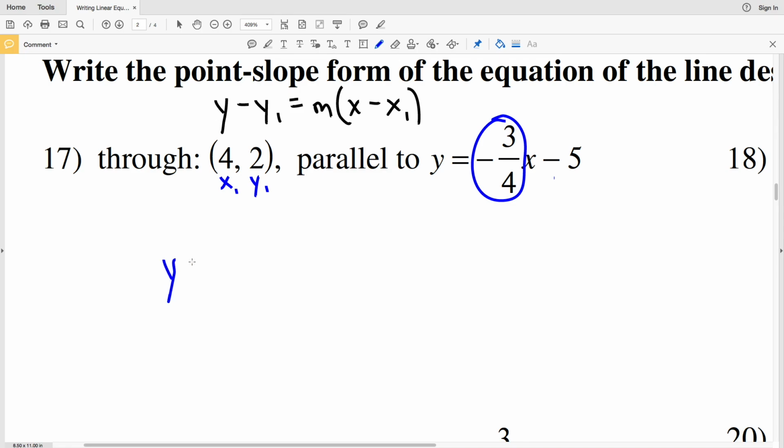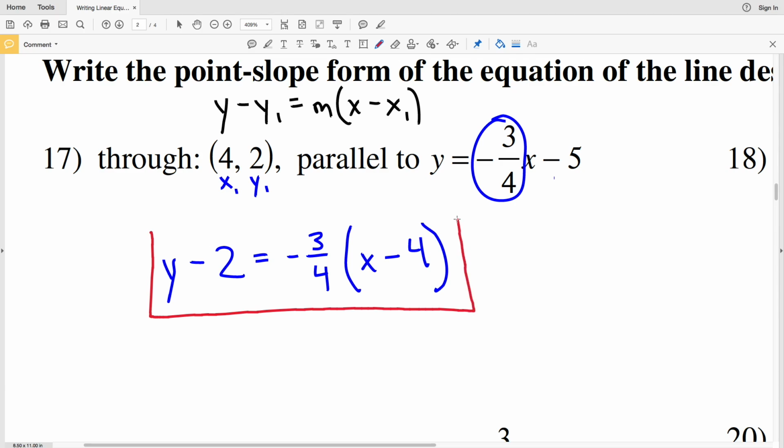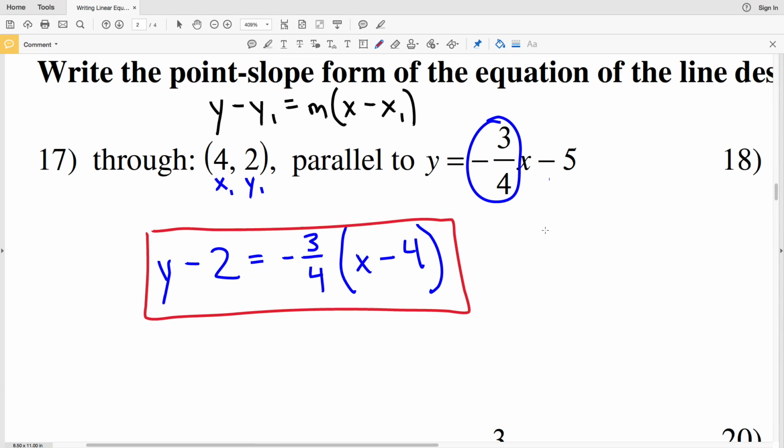So we're going to have y minus y1, so y minus 2 is equal to m, which we know is negative 3/4, times x minus x1, which is 4. And that's the answer for number 17. Y minus 2 equals negative 3/4 times x minus 4.